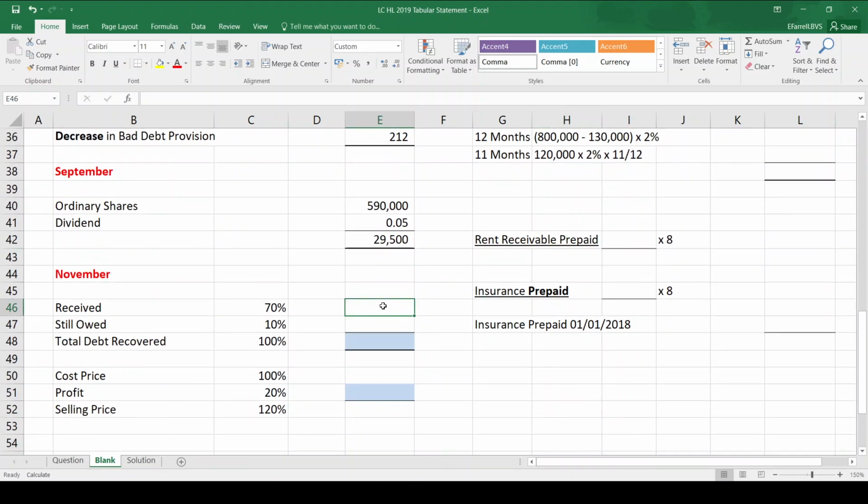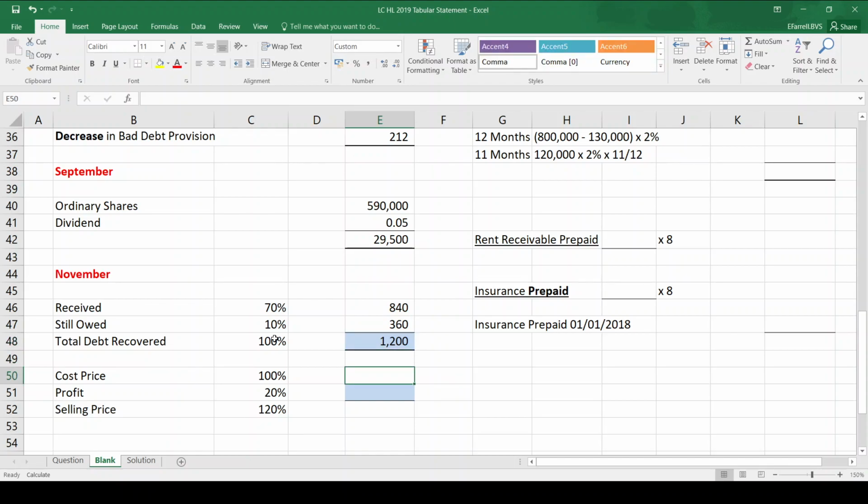So in the question, it says we received €840. And that €840, it says, is 70% of the debt. So to work out what the full debt was, if we get 840 divided by 70, multiplied by 100, the full debt would have been 1,200. And then what he still owes us is the difference, 360.